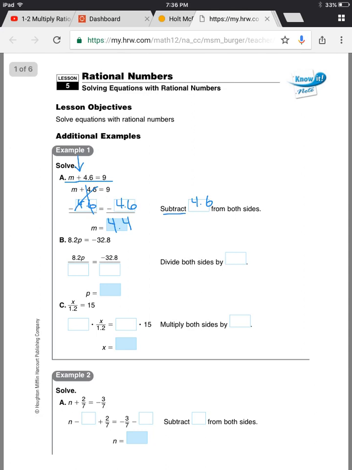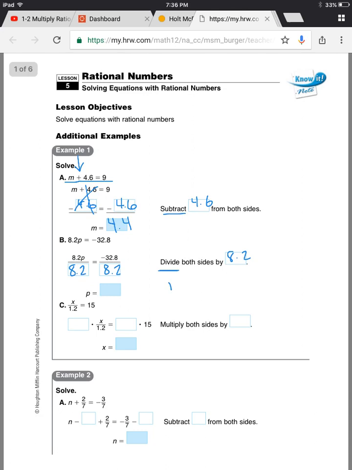The next problem, B, says 8.2p equals negative 32.8. Well, the 8.2p, there's a coefficient and a variable, and when there's a coefficient in front of a variable, it means that coefficient is being multiplied by the variable, and the opposite of multiply is divide. So we're going to divide both sides by the coefficient because we want the number to be gone. So we're going to divide by 8.2.